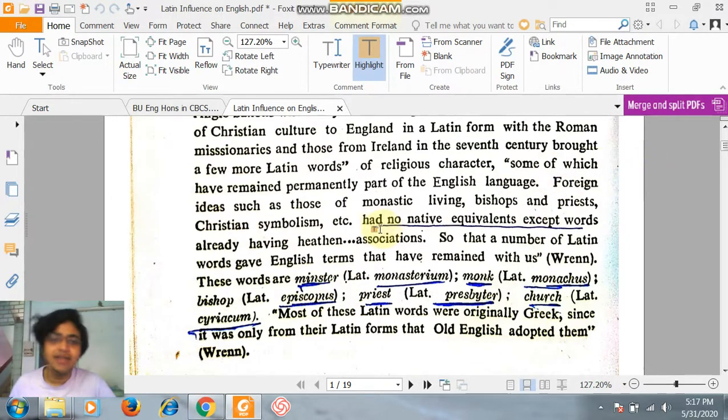So foreign ideas such as those of monastic living, bishops and priests, Christian symbolism, etc. had no native equivalents. As I have already informed you, French brought with them the language of administration, the language of judiciary, the language of the executive machinery. But Latin brought with it the language of Christian symbolism, the language of theology, the language of ecclesiastical worship.